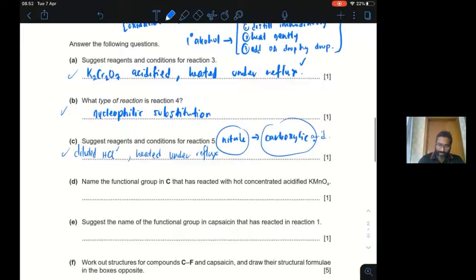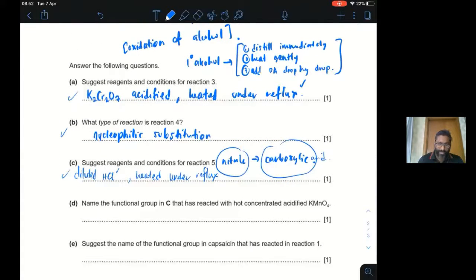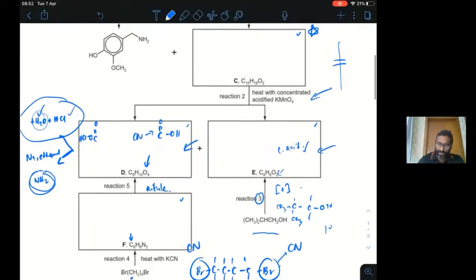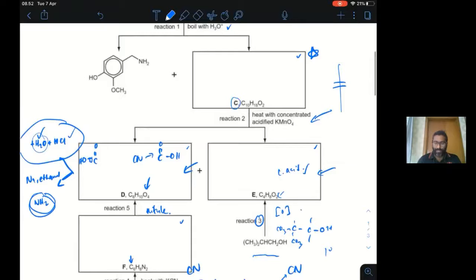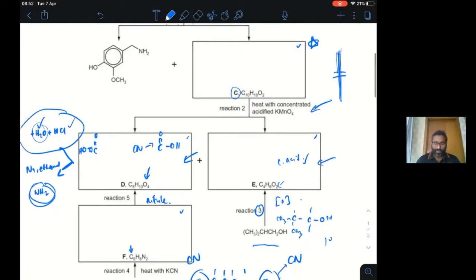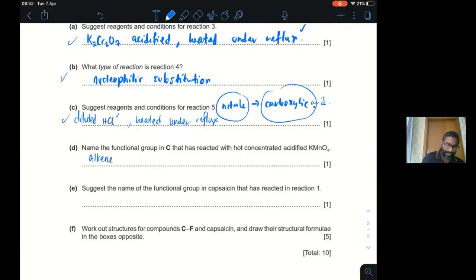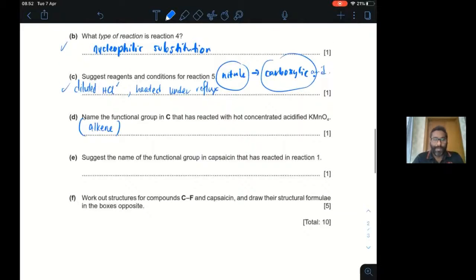Now, here I was overthinking about D, but the question is just simple. They say name the functional group in C that has reacted with hot concentrated acidified potassium manganate. So if you heat something with concentrated acidified KMnO4 and it is divided into two, something that is broken into two, it must be dealing with a double bond. So the functional group is alkene. That's it. Is that okay?